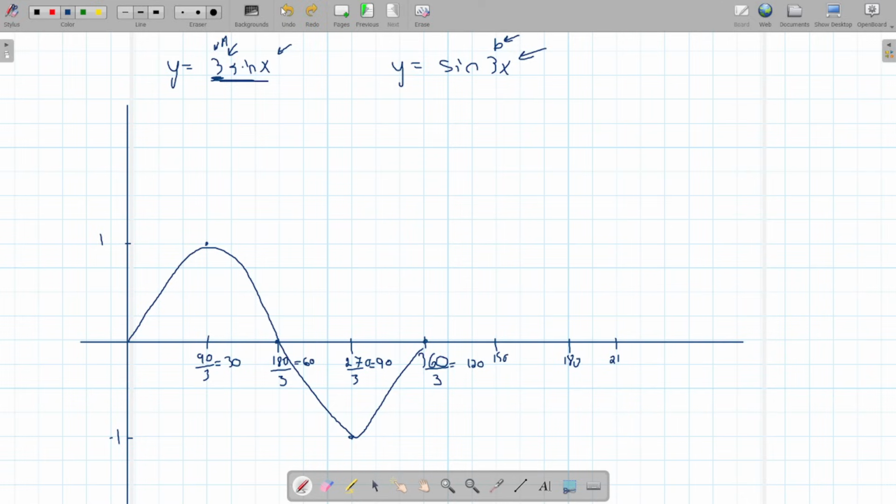The easiest way, for those who get mixed up, is to draw y equals sine x normally, and then if they're talking about A, you just change the height.